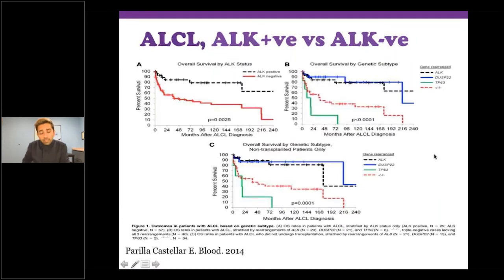What that informed us is that if we were to take patients with ALK positive ALCL, the outcomes were really good, similar to those of B cell lymphoma. But those with ALCL ALK negative had quite an inferior outcome. However, if you took the ALCL ALK negative and divided them into the DUSP22 or the TP63, you can easily see that those who had DUSP22 rearrangements did as well as those who had the ALK positive. So this kind of information helps us really tailor our treatment of patients with T cell lymphoma.